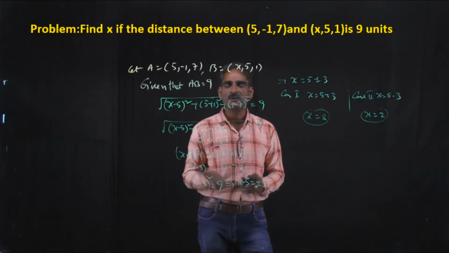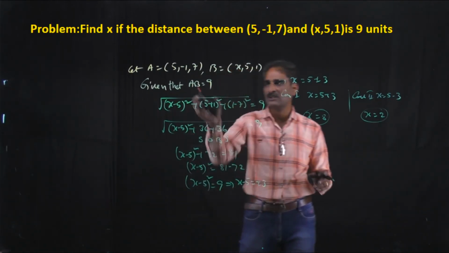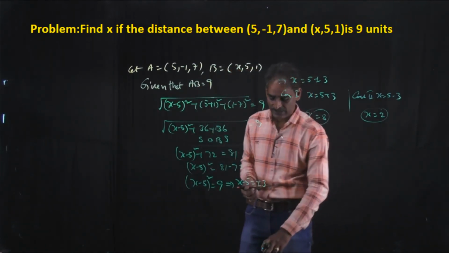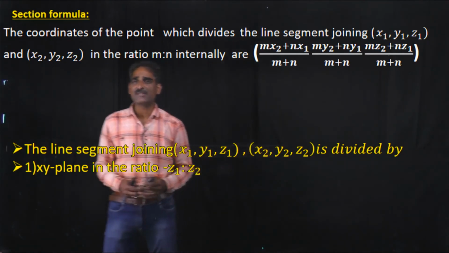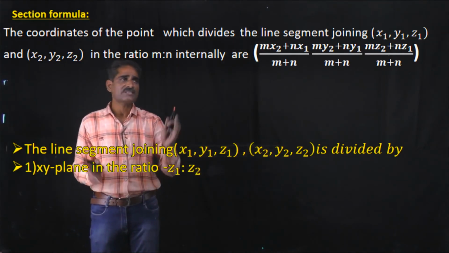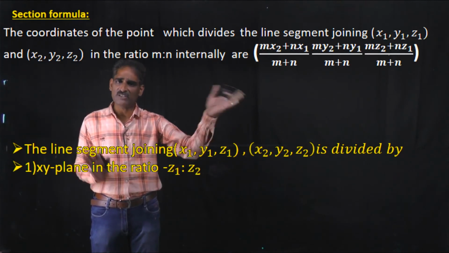This is how to find the x value in case the AB length is equal to 9 units. Okay, right. See, this concept is very familiar to you from 2-dimensional geometry. Just here we are getting an extra term, the z coordinate, that's it.